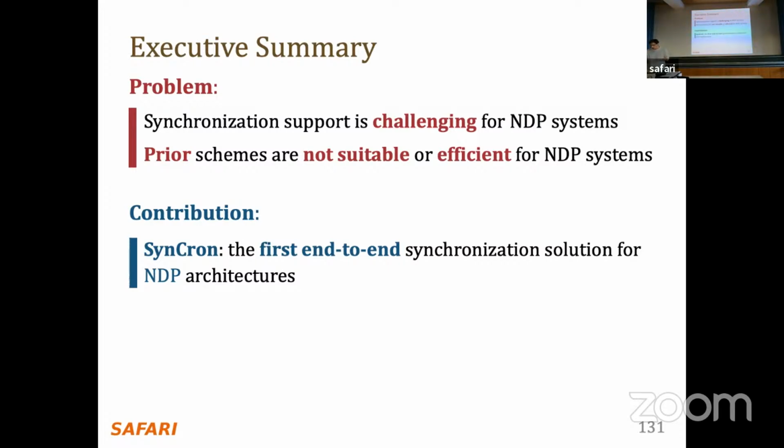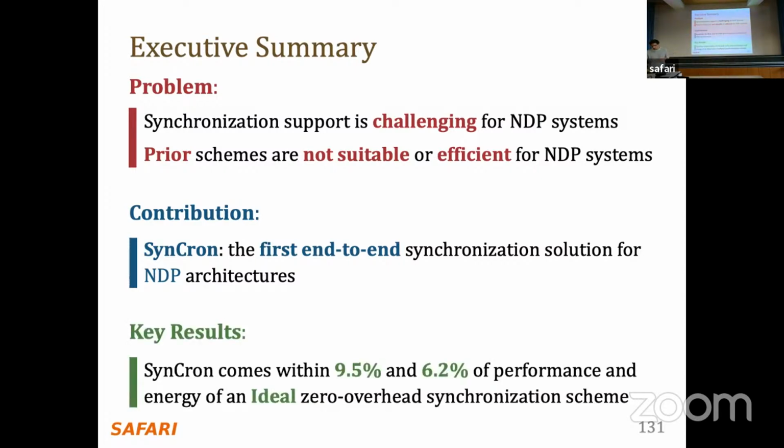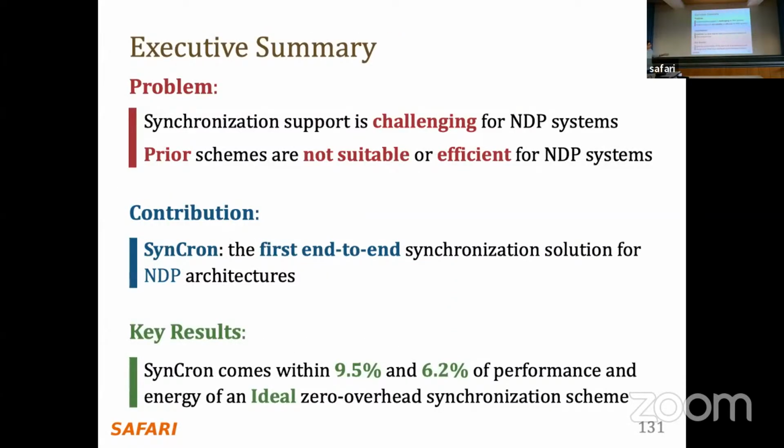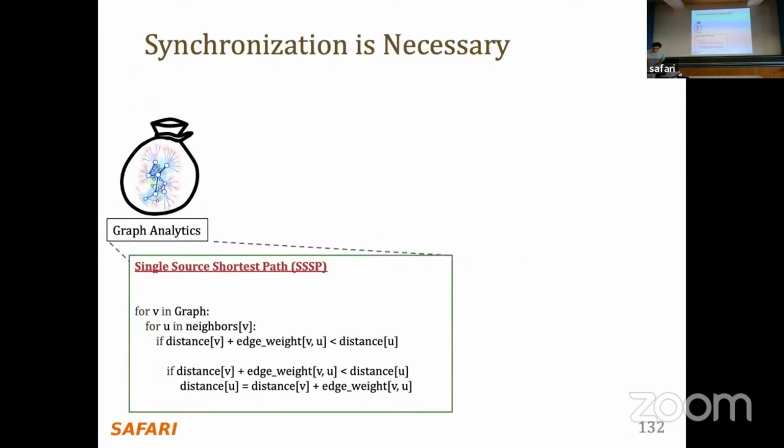The contribution of this work is SynCron, the first end-to-end synchronization solution for NDP architectures, and you will see some good performance and energy results, within 9.5 and 6.2% of an ideal zero overhead synchronization scheme. And synchronization is necessary for many of the workloads that we can potentially execute in PIM systems. For example, graph processing. Here we have the example of single source shortest path, where we are calculating the distance from one node or vertex of a graph to all vertices of the graph.